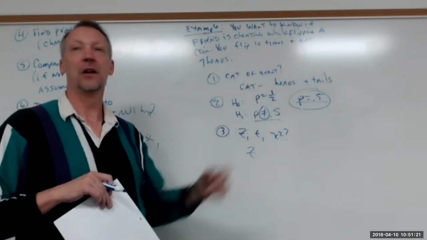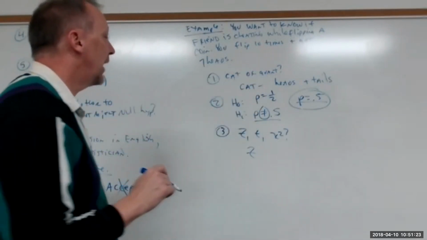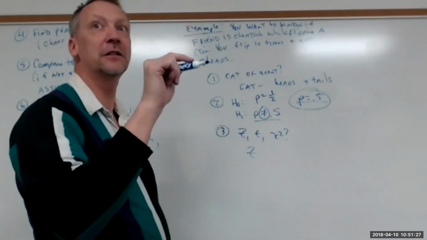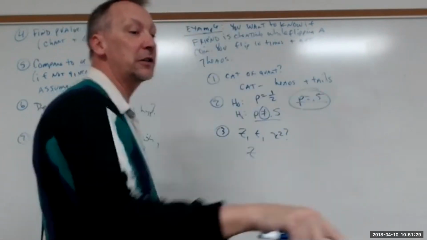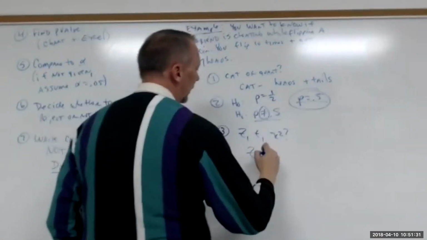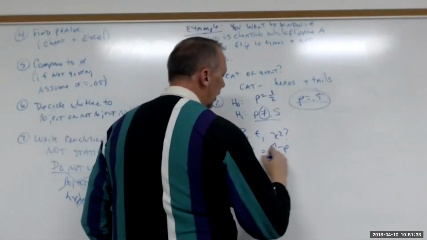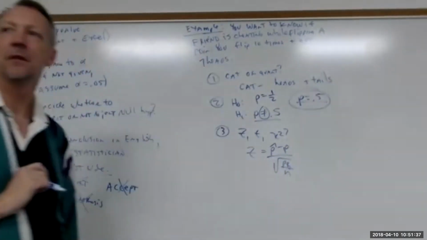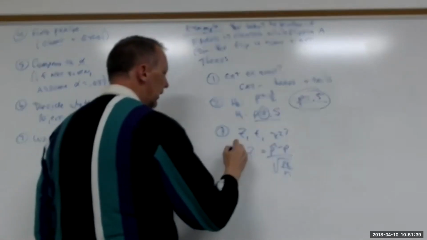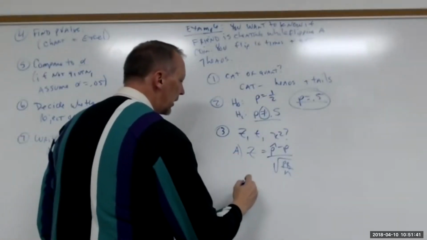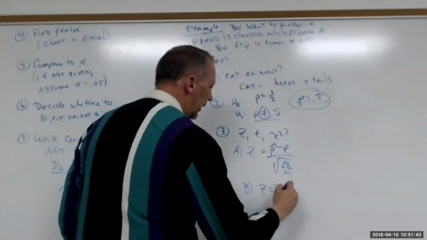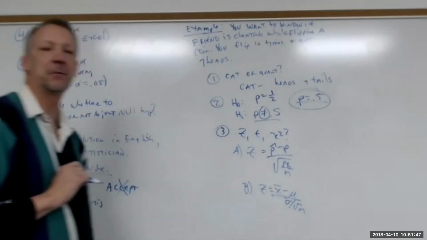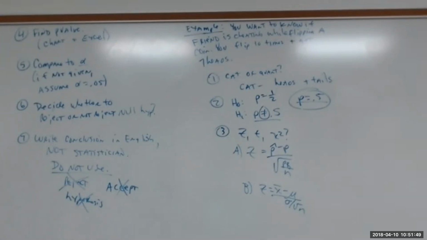Now, there's 3 types of Z tests. No, there's only 2 for your class. The 2 equations that are on your formula sheet are: P hat minus P over the square root of PQ divided by N. That's one. I'll call that A. The other one is Z equals X bar minus mu over sigma over the square root of N.